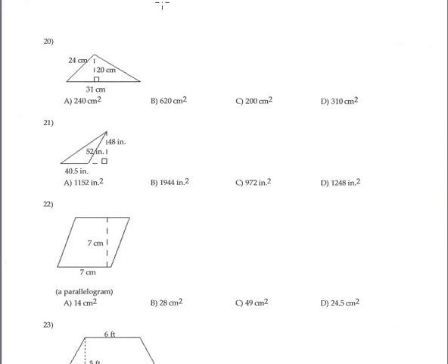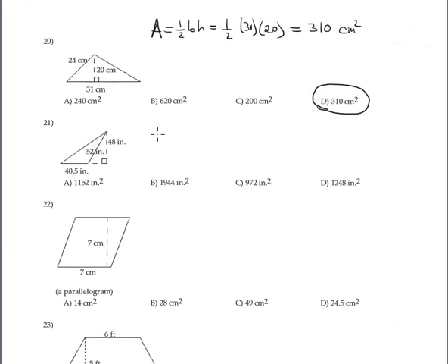Okay, we continue with the area. Area of the triangle is 1/2 base times height. Is 1/2, the base is 31, and the height is 20. 20 divided by 2 is 10, multiplied by 31 is 310 square centimeters. Okay, the option D.